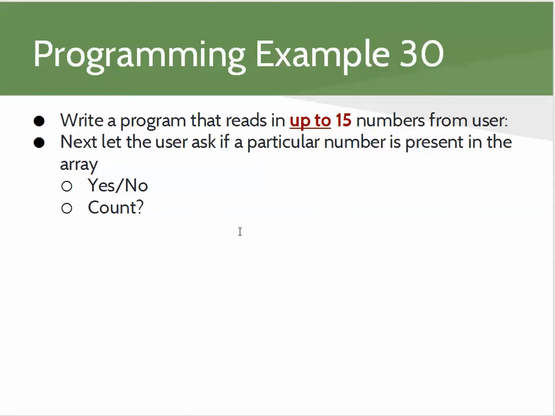As a second step, and I'm going to come back to this, I want to have the user be able to ask to see whether a particular number is present in the array. And that's basically a search. I'm going to search the array for a number, and I'll print out yes or no, or maybe I'll print out how many times that particular number appears in the array. But I'll do that as a second step. My first step, I really want to just concentrate on reading these numbers, and maybe I'll just print the numbers out after the user's done.